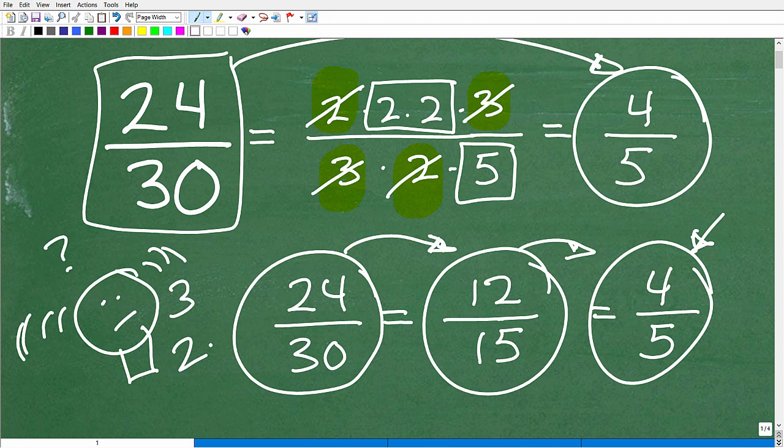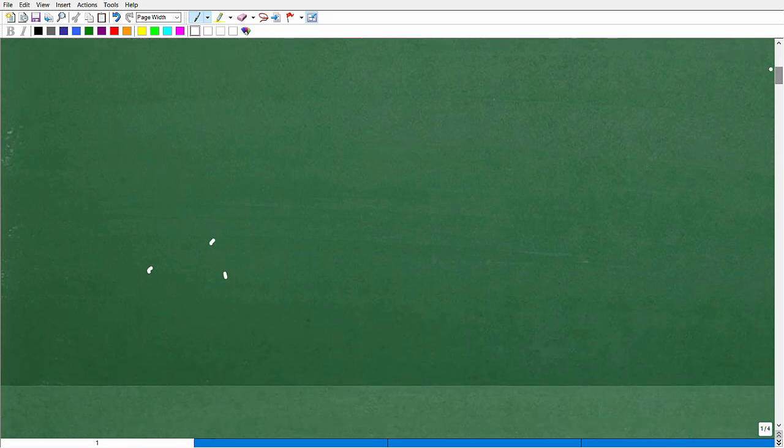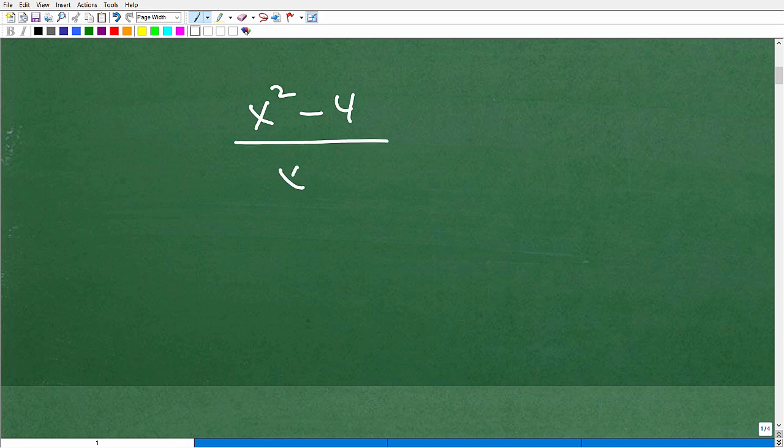When you're in algebraic situations, let me just show you here. Let's say I have (x squared minus 4) over (x plus 2). And I'm like, oh, how do we go from numbers to algebra? Well, this is a fraction. I want to reduce this fraction.